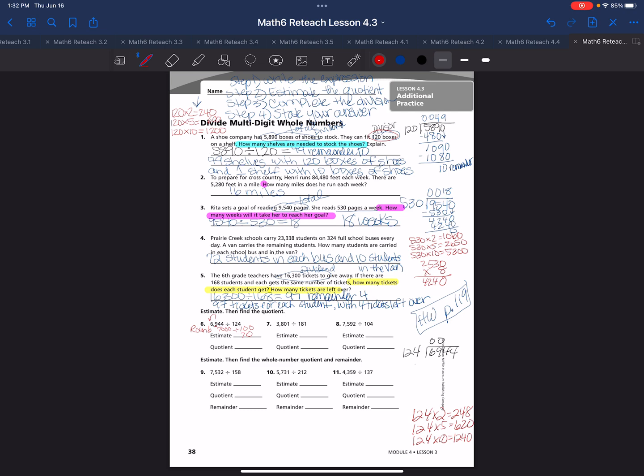Well, I need 694, so it has to be more than 5, but 6 might be too much. So let's go ahead and try 5, because 620 is less than 694. So I get 620, and I subtract. I get 74, and then I bring down the 4 here. Then let's try 6, because 744 is pretty close. And I get 744. So here, the quotient would be 56.